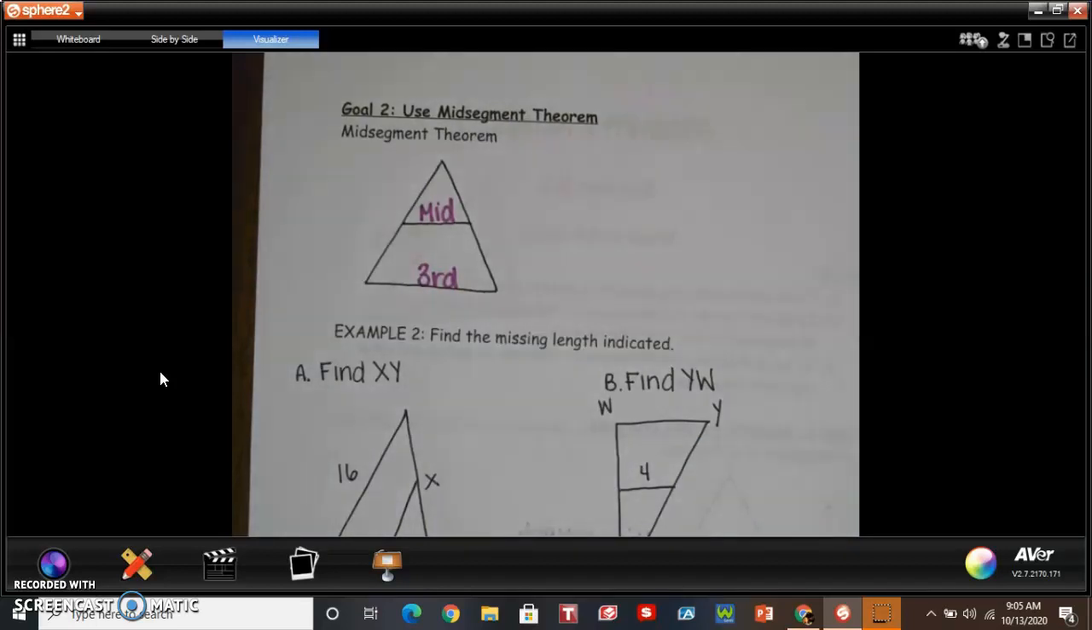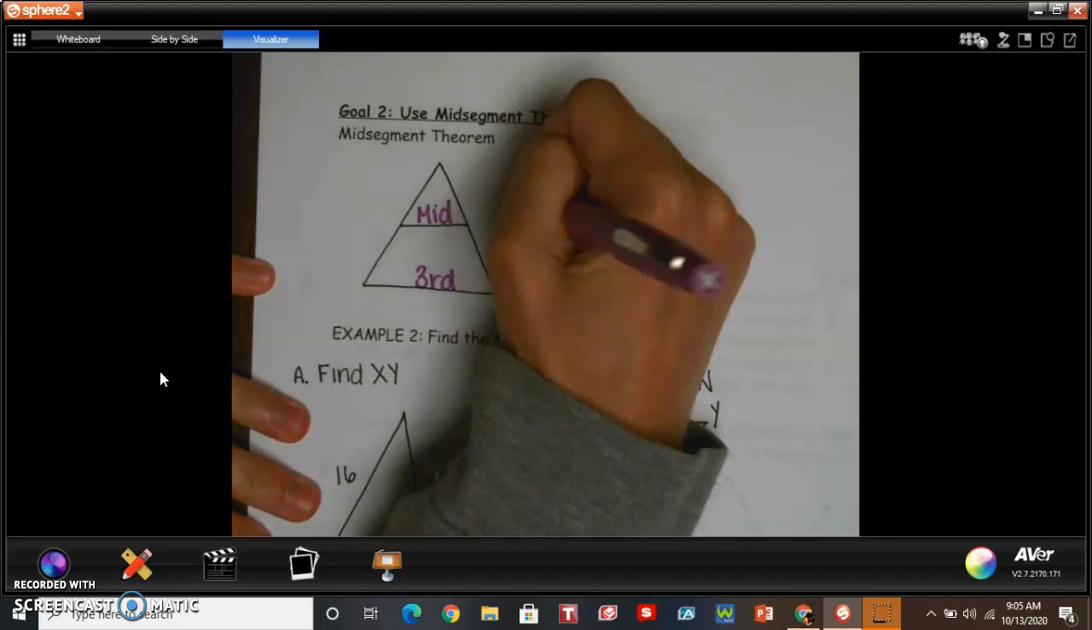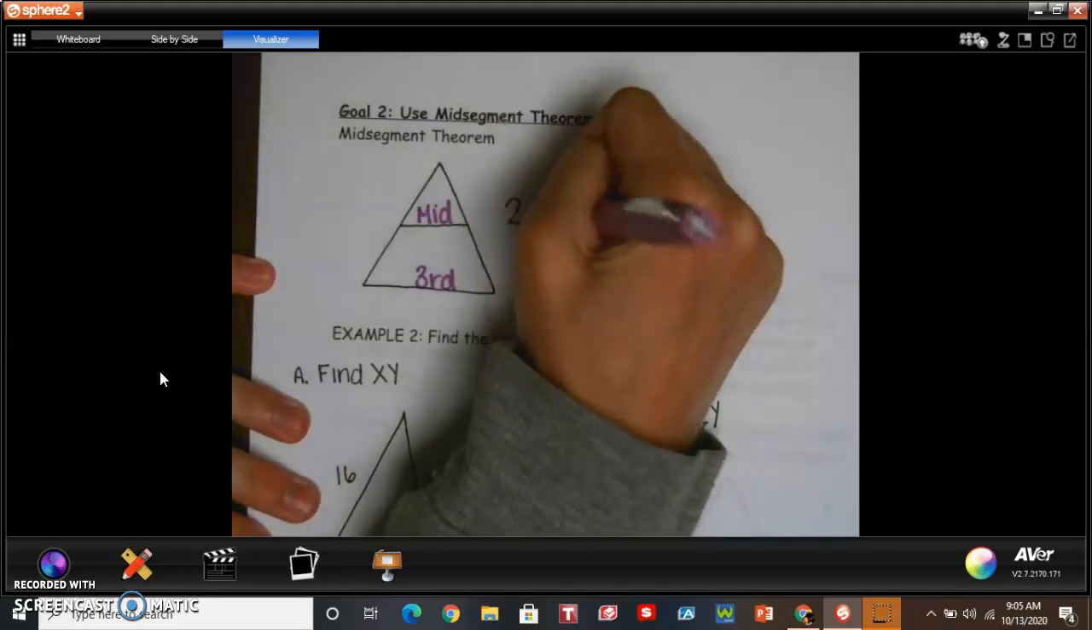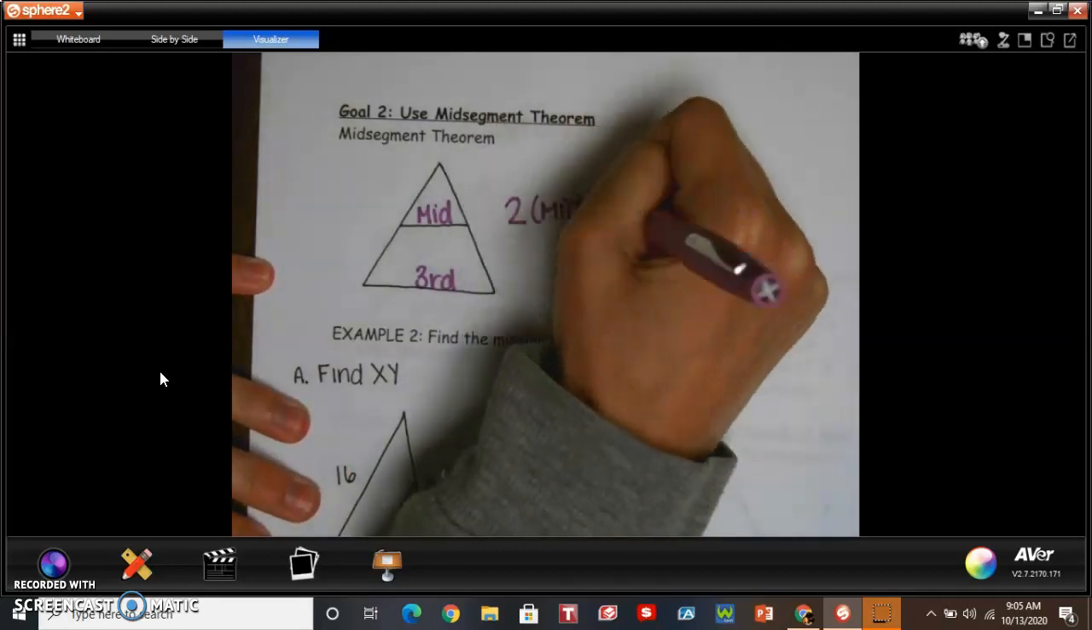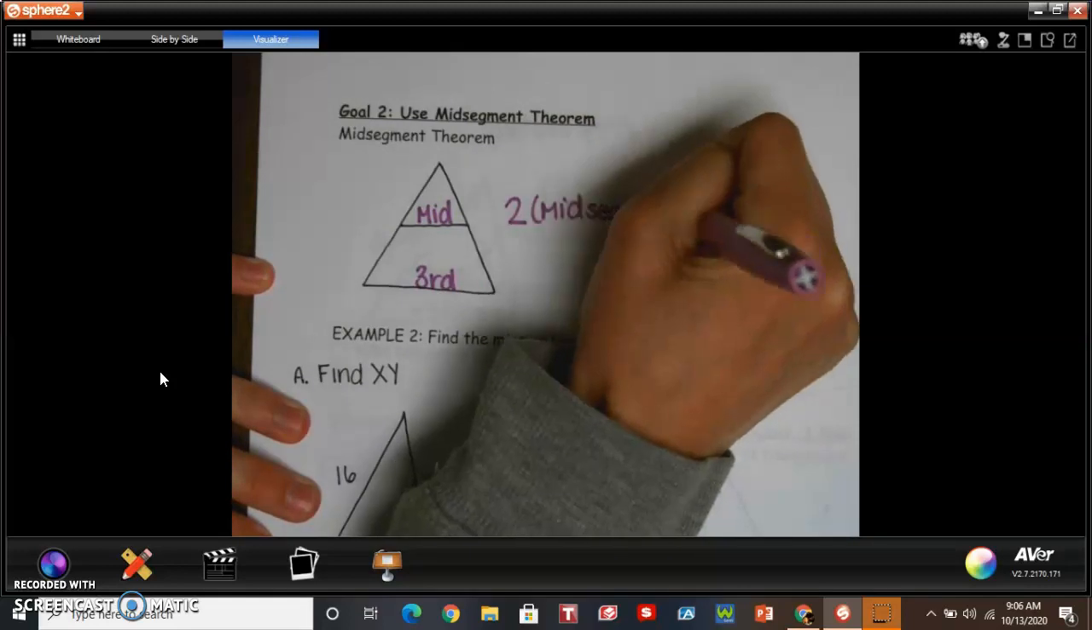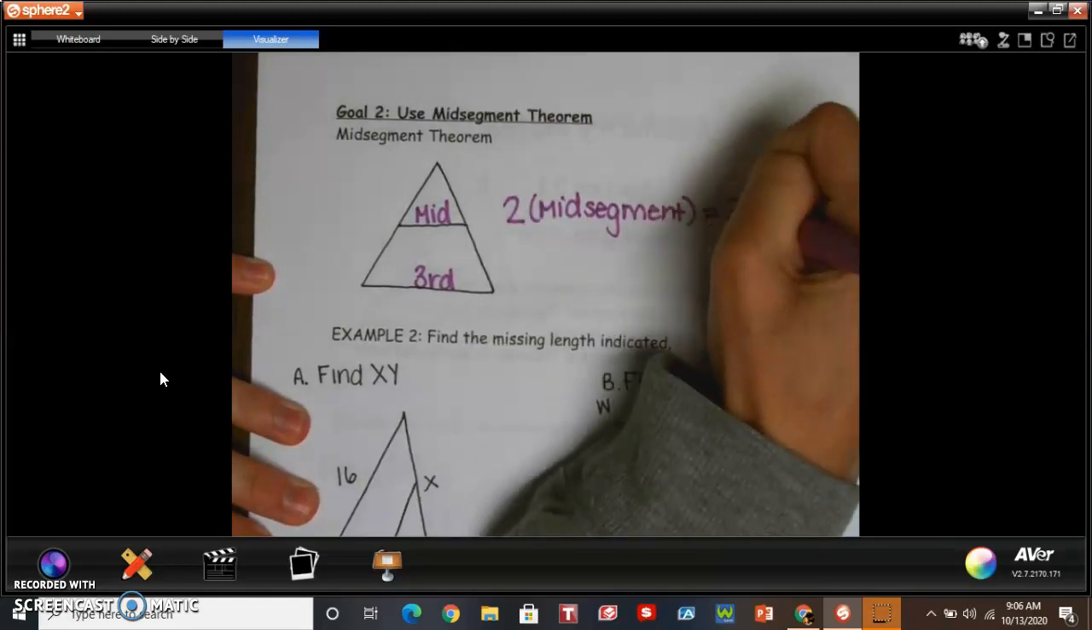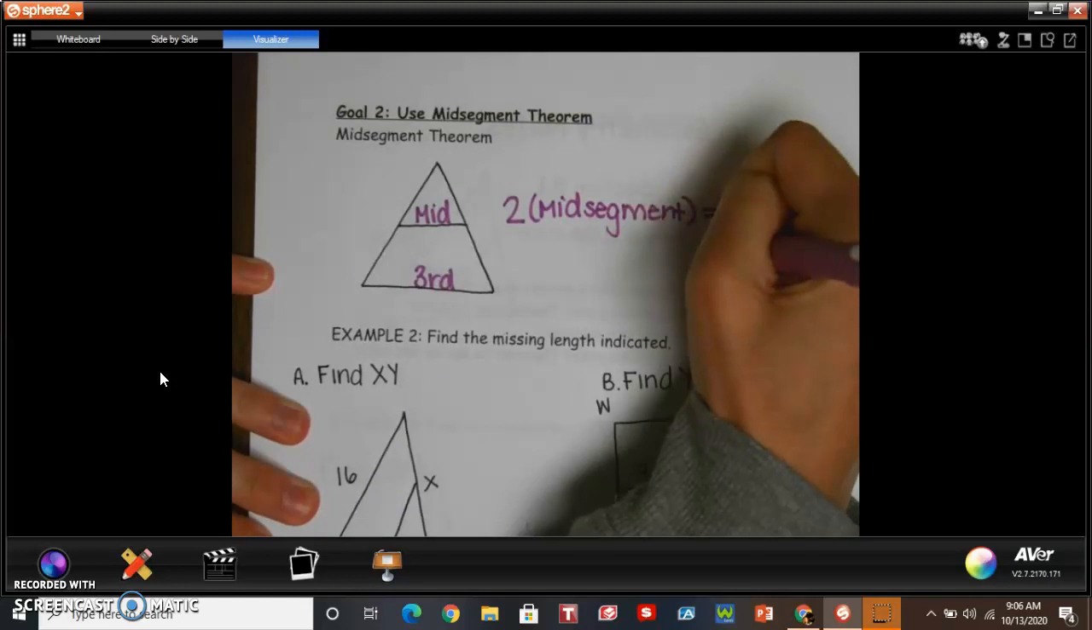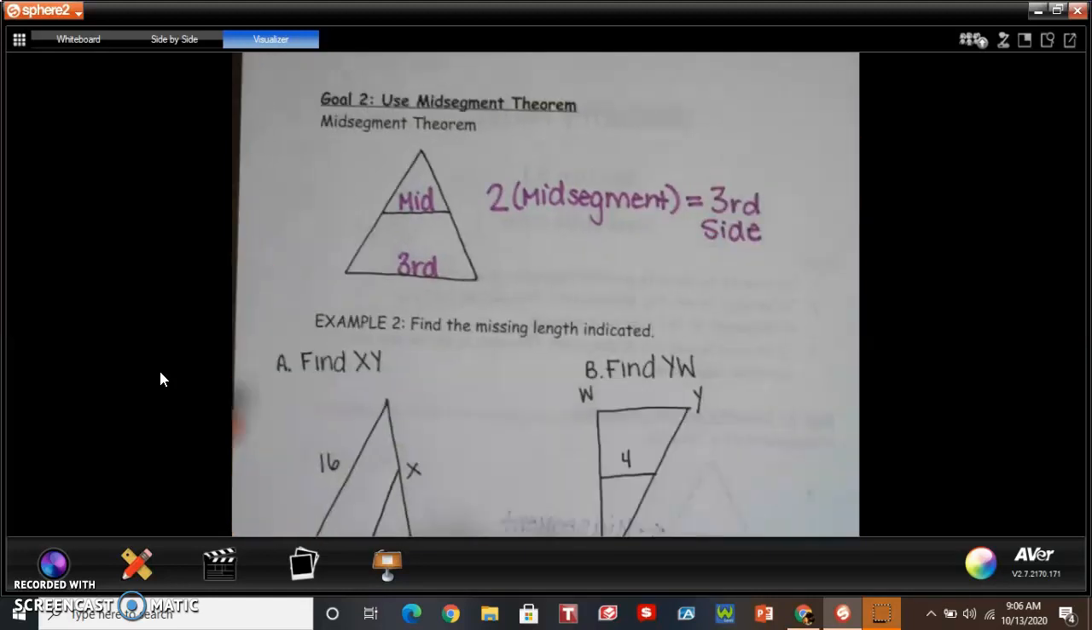There's a formula that goes with it. The formula tells us that our midsegment is equal to half the third side. Or in other words, 2 times our midsegment is equal to our third side. So as long as you can identify the midsegment and the third side, you're going to be able to use this formula. So let's go ahead and practice using it.